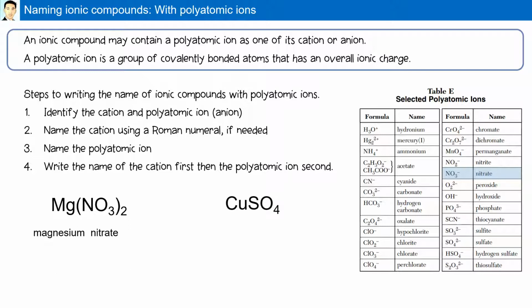Another example, CuSO4. First, we identify our cation and polyatomic ion. Our cation is copper. Copper is a transition element, therefore it should have more than one oxidation state or charge. So next, we need to look at SO4 to find out what charge our anion, which is polyatomic, has. Looking in reference table E, we can identify that SO4 has a 2- charge. Therefore, the one copper atom must have donated 2 electrons to the sulfate. So we have copper 2 sulfate.